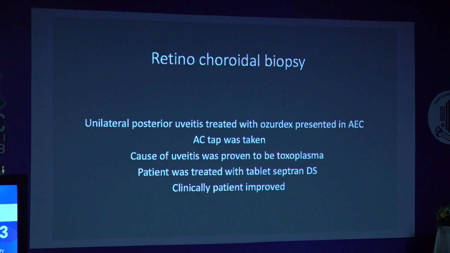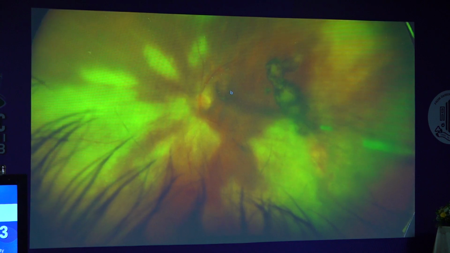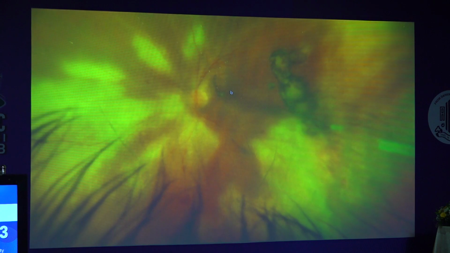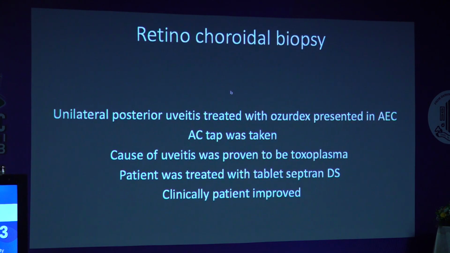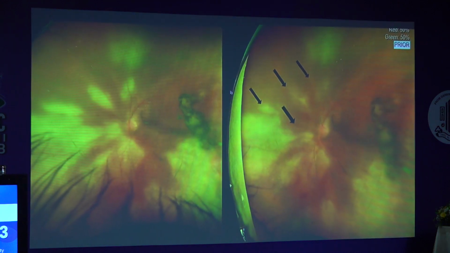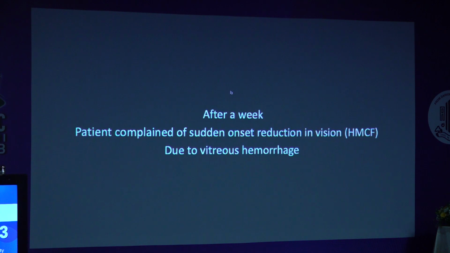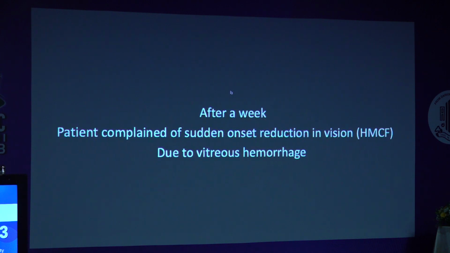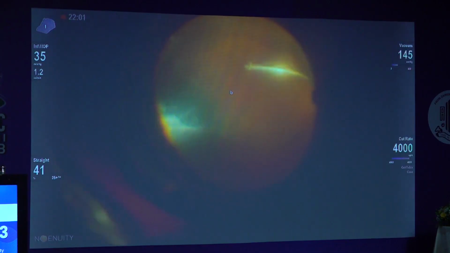So this is a patient where somebody has given Ozurdex also in an infectious patient, but despite everything, we were not able to control the infection. So this patient actually landed up with vitreous hemorrhage and a subhyaloid bleed. So we took him for surgery because of the vitreous hemorrhage and bleed, and we thought we might be able to take the biopsy now, since we are already going into the vitreous cavity.